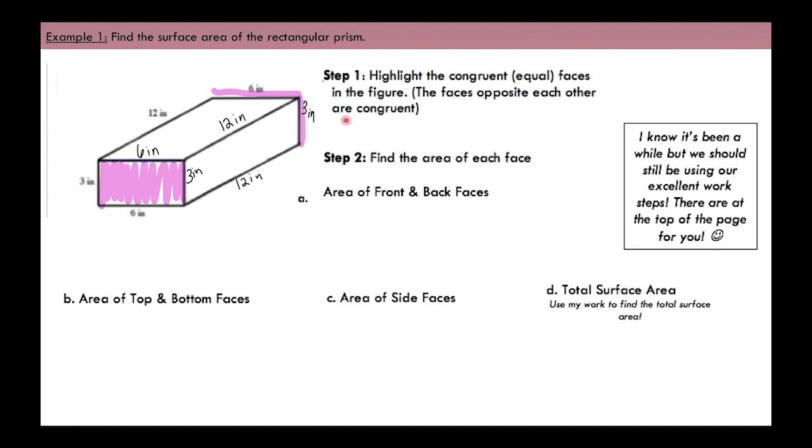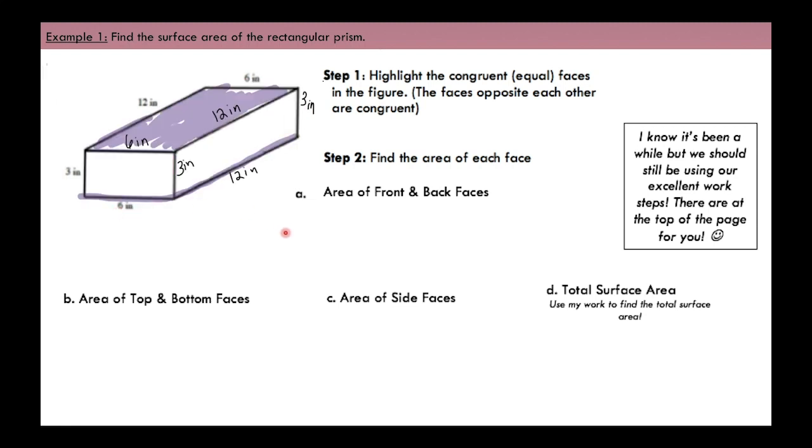All right, now let's look at another pair of faces that are going to be congruent to each other. Let's look at the top. So my top dimensions are 12 and 6, right? And if I look down at the bottom, the opposite of the top, I also see 12 and 6. Not only are they opposite of each other, they have the exact same side lengths, so I can say that they are going to be congruent. I'm going to highlight those a different color.